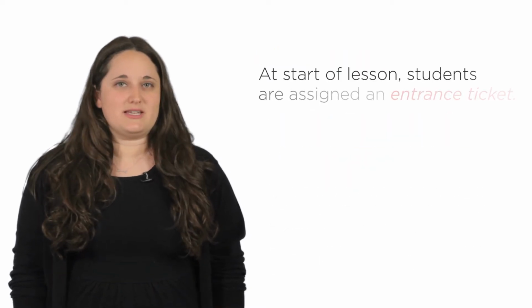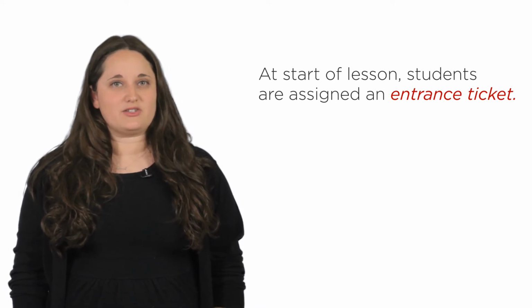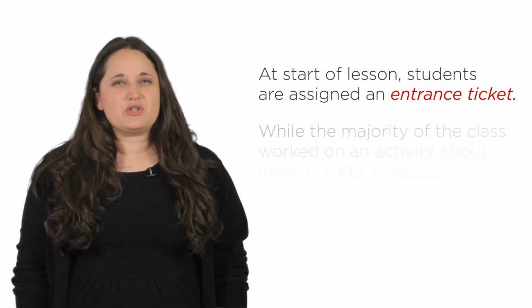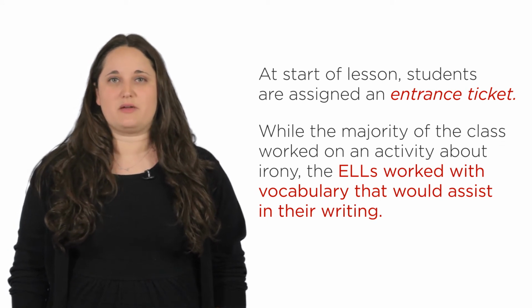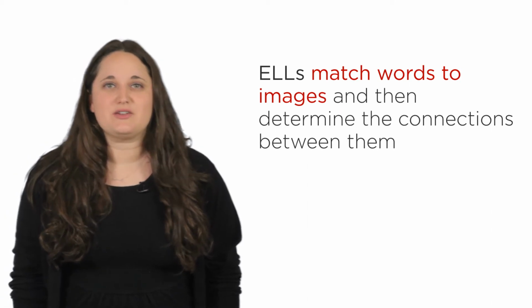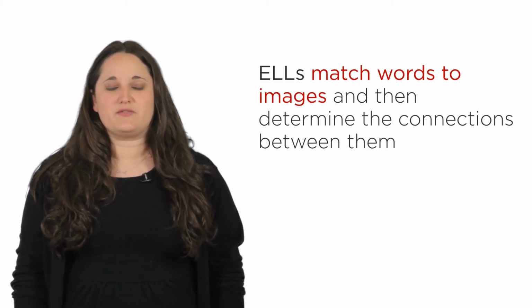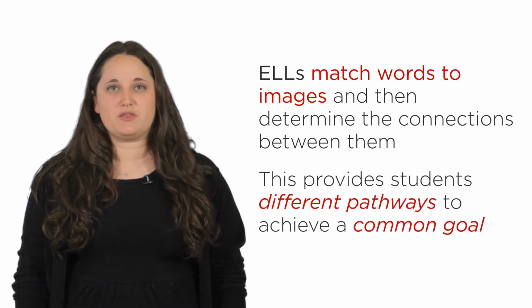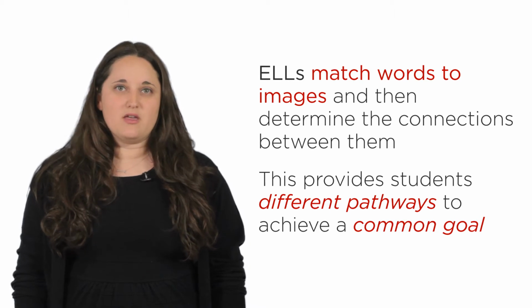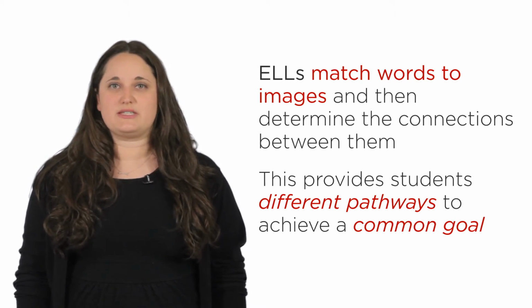When opening the lesson, the students all were assigned an entrance ticket in order to activate prior knowledge in connection with the novel. While the majority of the class worked on an activity about irony, the L's worked with vocabulary that would assist in their writing. The L's had to match words to images and then determine the connections between them. These were words that would be used when it came time to develop their responses. This was done with the purpose of providing students with different pathways to achieve a common goal. Though working on different entrance tickets, they were both leading the students to the lesson for the day.